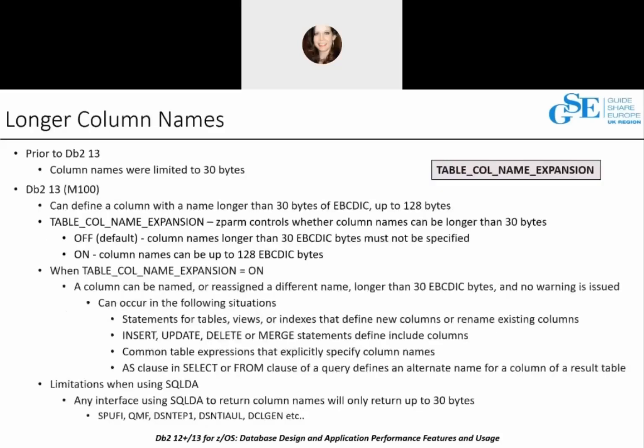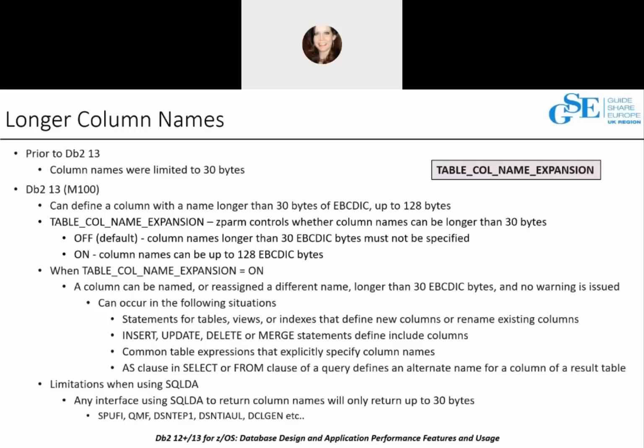Longer names. This is probably more of a compatibility type of feature where Db2 can support longer names for columns. Previously, our column names were, of course, limited to 30 bytes. And in Db2 13, we'll be able to have larger column names. There'll be a ZPARM that turns it on for us, and then allow for column names to be created longer than 30 bytes. And of course, it can be used anywhere.